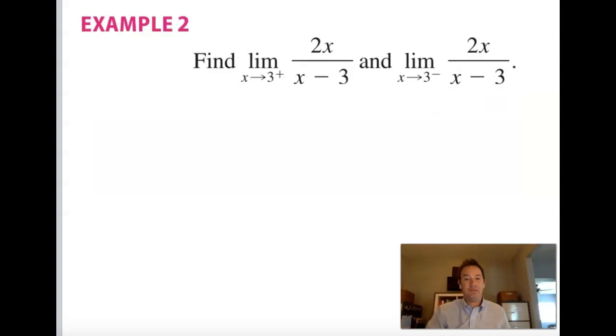All right, so let's remind you how to use your calculator, but find the right-hand and the left-hand limit as x approaches 3 from the right and the left of the graph of 2x over x minus 3.